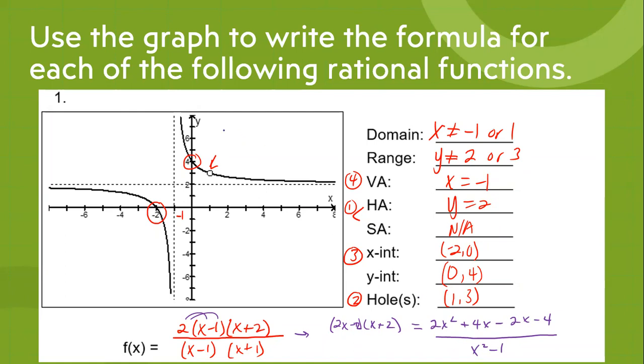So combining like terms, what is my f of x? Let me write it somewhere. We have 2x squared plus 2x minus 4 all over x squared minus 1. And that's what would represent this function. How do we feel? Doable? That's the word I feel like is the best.